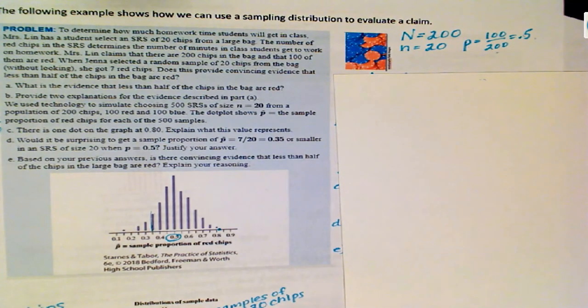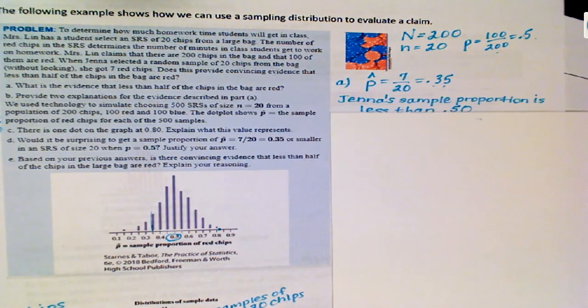So Part A says... a lot of times I'll write this information down just because it kind of sorts things out. What's the evidence that less than half of the chips are red? Well, that has to do with Jenna's sample. So Part A, p hat, which is Jenna's sample, was 7 out of 20, which is 0.35.